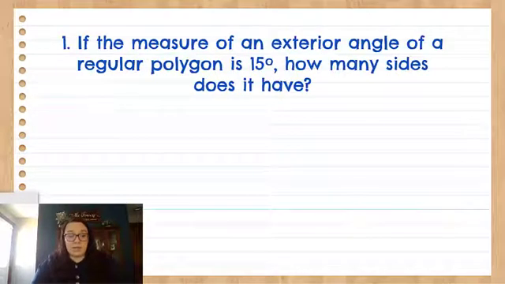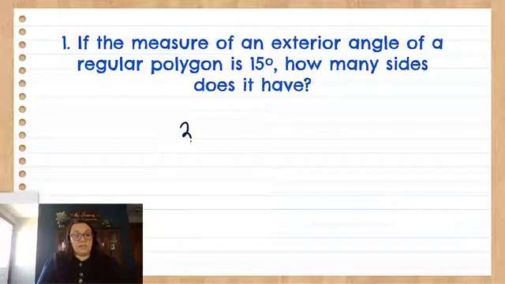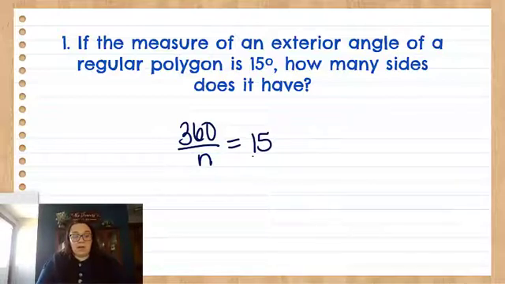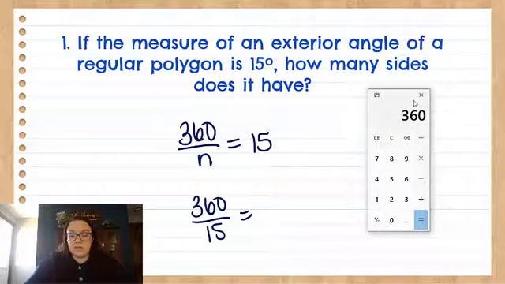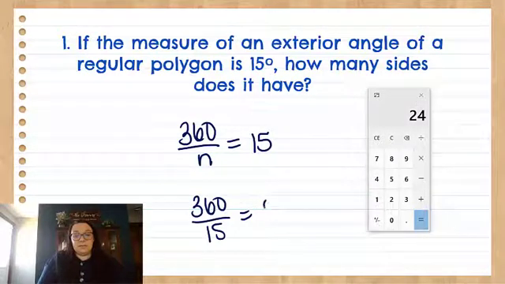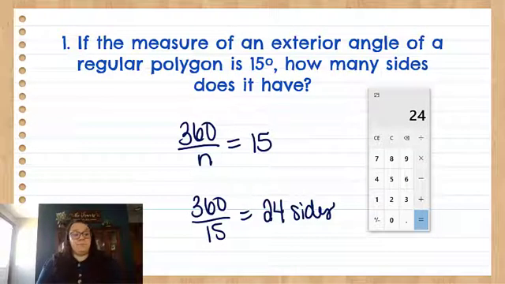We've got four questions I want to go through. The first one says, if the measure of an exterior angle of a regular polygon is 15 degrees, how many sides does it have? Well, we know that the measure of one exterior angle is 360 over n equals that angle. And we have the angle, it's 15. So I'm going to try to figure this out. I just have to switch the n and the 15 so I can find the amount of sides. So 360 divided by 15 means there's 24 sides. So this is a 24-gon.